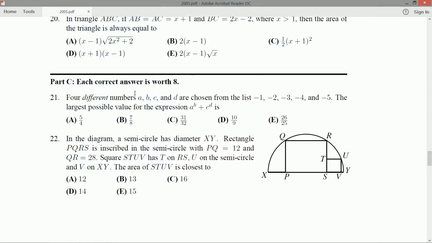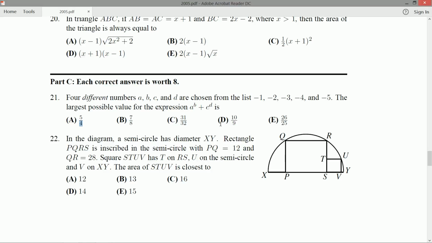Four different numbers, a, b, c, and d, are chosen from the list -1, -2, -3, -4, -5. The largest possible value for the expression a to the b plus c to the d is, and then we have some fractions. Okay. So, things that are catching my eye: the denominator of the fraction, this 4 down here, would be something like, well, it can't involve a 2 to the 2, so maybe it's a 4 to the 1, that sort of thing.